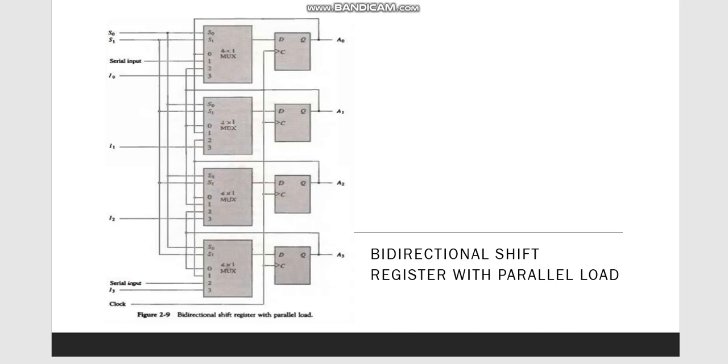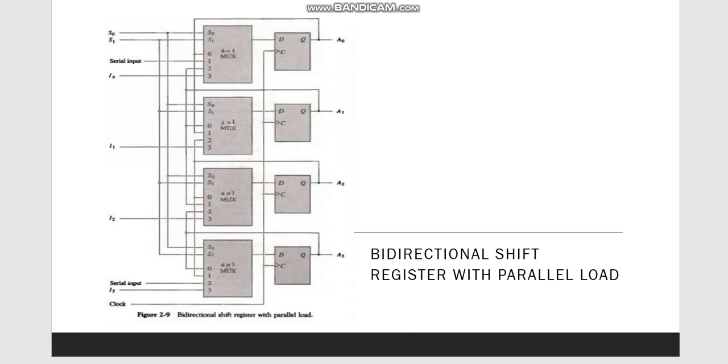When the mode control S1 S0 is equal to 0 0, data input 0 of each multiplexer is selected. This condition forms a path from the output of each flip-flop into the input of the same flip-flop. The next clock transition transfers into each flip-flop the binary value it held previously, and no change of state occurs. When S1 S0 is equal to 0 1, the terminal marked 1 in each multiplexer has a path to the D input of the corresponding flip-flop. This causes a shift right operation, with the serial input data transferred into flip-flop A0 and the content of each flip-flop Ai-1 transferred into flip-flop Ai for i equal to 1, 2 and 3.